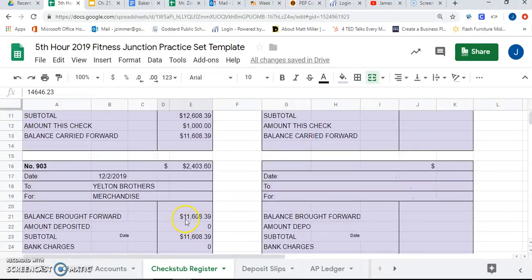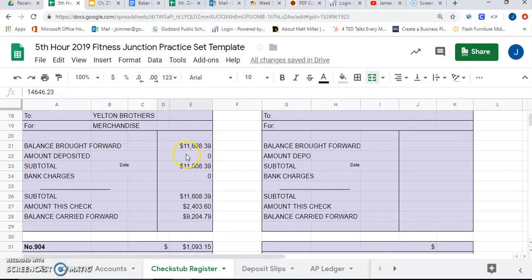That balance gets brought forward to here, and then you write your next check, which is for the Yelton Brothers. That's check 903. Again, you're putting the date, who it was to, what it was for. And it'll keep going with that pattern. Every time you put something in cash payments, you need to come out to your check stub register and plug it in here as well. Okay, so just giving you a heads up on that.